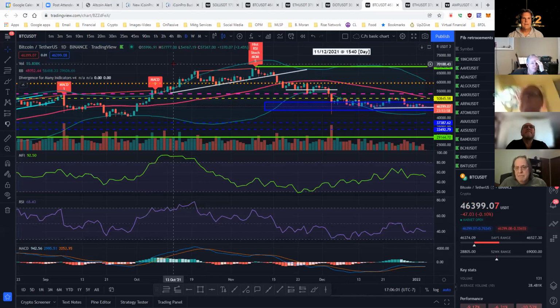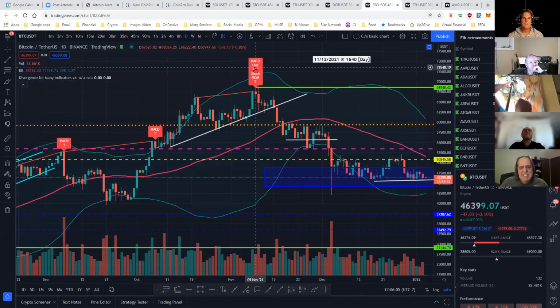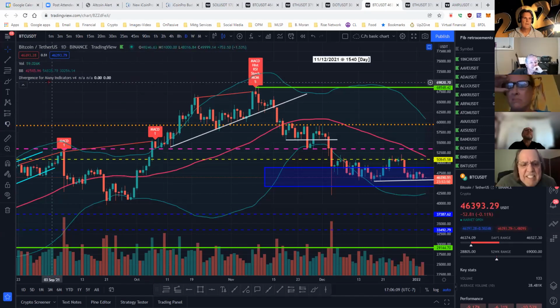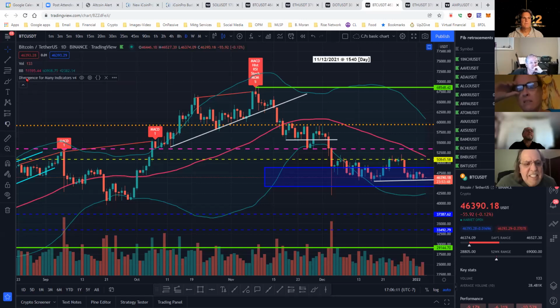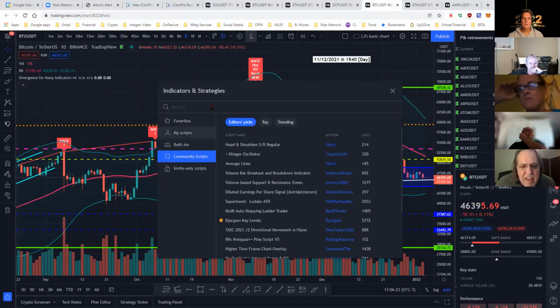And what you're going to see that's new are these things right here. This is my divergence indicators. And it's a download off TradingView, Divergence for Many Indicators, version 4. It's pretty easy if you want to add this to your own chart. Just go here to your functions, community scripts, type in divergence.